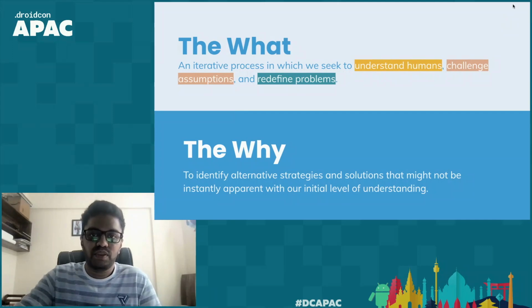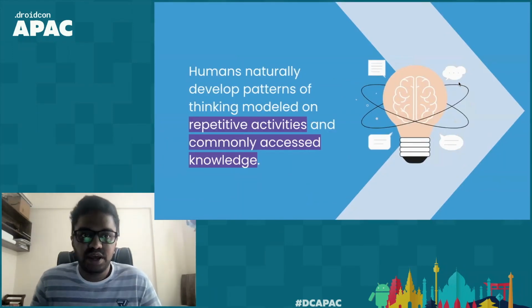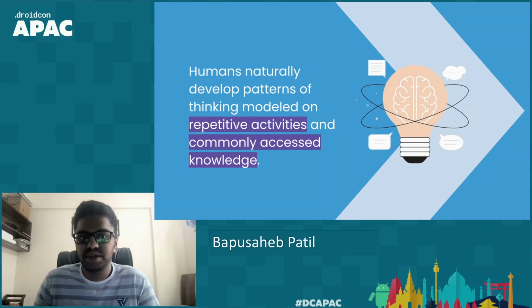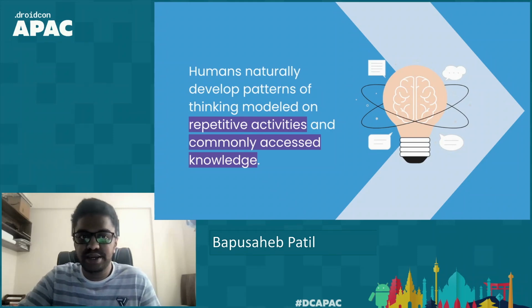To translate this in different words, humans naturally develop patterns of thinking modeled on repetitive activities and commonly accessed knowledge. What that means is, if you do the same things over and over again, and if you access the same kind of knowledge over and over again, your mind develops certain patterns where it tends to think around the same lines over and over again. So you're not getting out of the box to think.